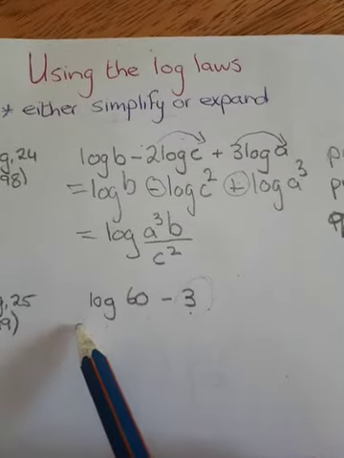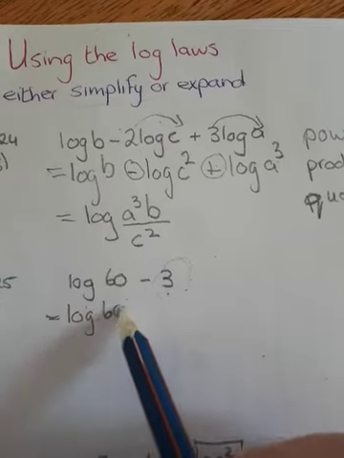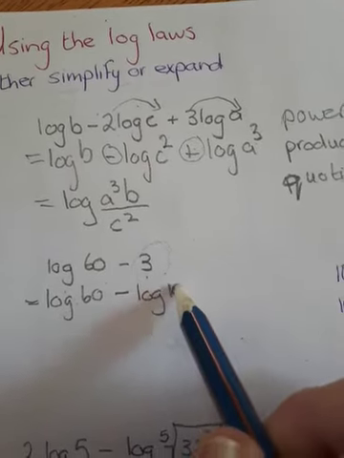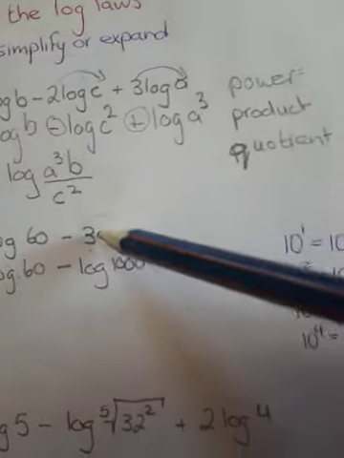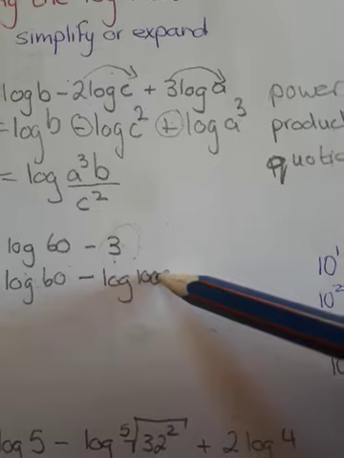So we now got 3 in our equation, which means we can rewrite that in log format. That therefore becomes log 60 minus log 1000. These basic small whole numbers, people, you must just simply know.